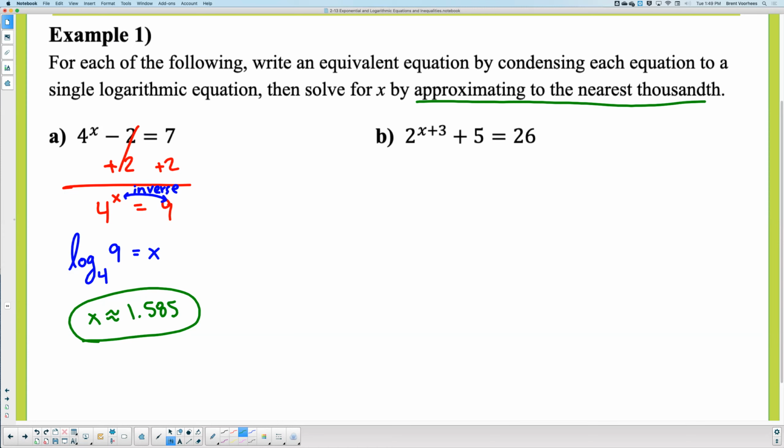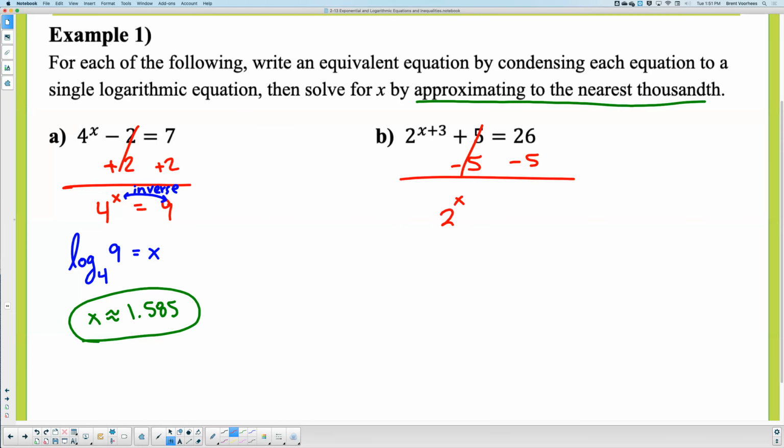Let's take a look at number 2. Number 2, Ruby, what would you do first to try to solve number 2? Thanks for joining us. All right, what would you do first? You want to get this isolated right here. So how do you get rid of a plus 5? Subtract 5, that's the inverse operation. So let's subtract 5 from both sides. That's the opposite.